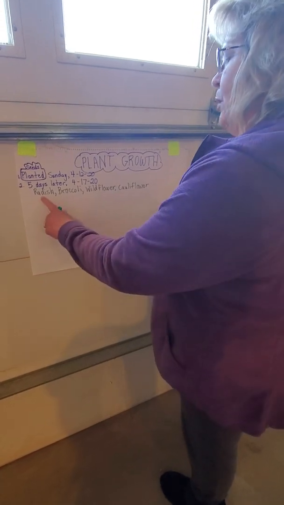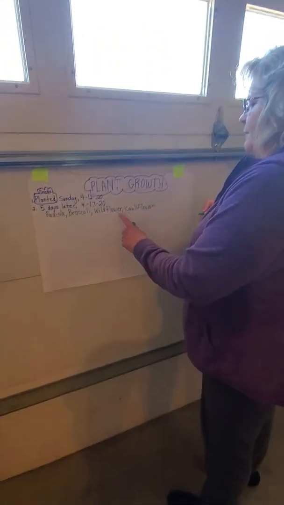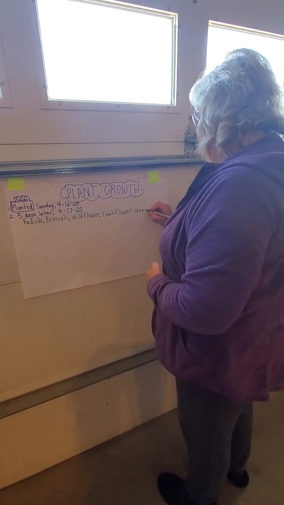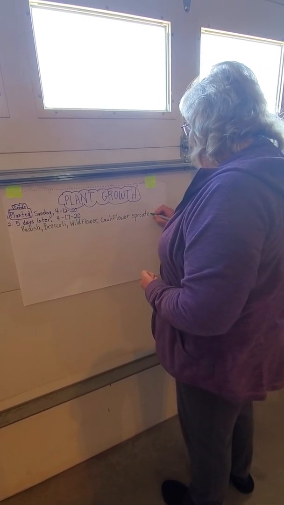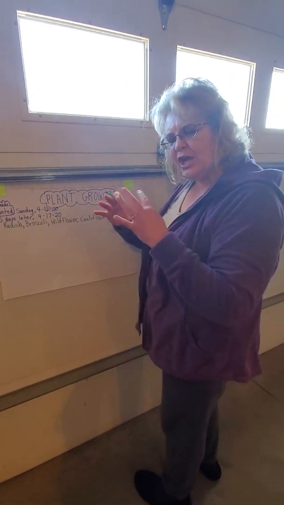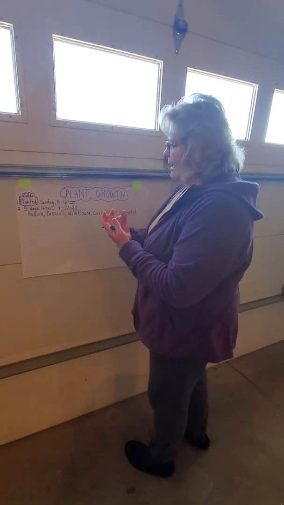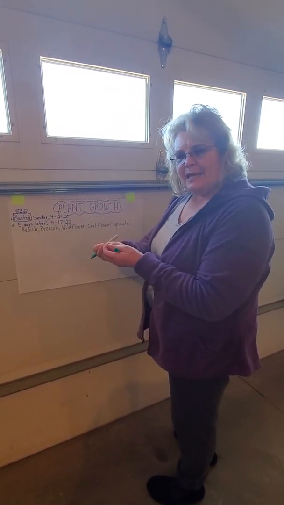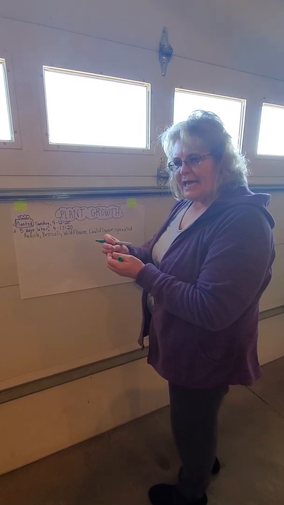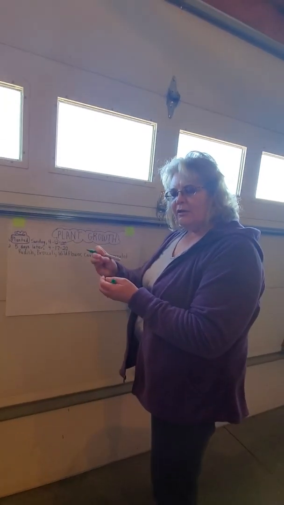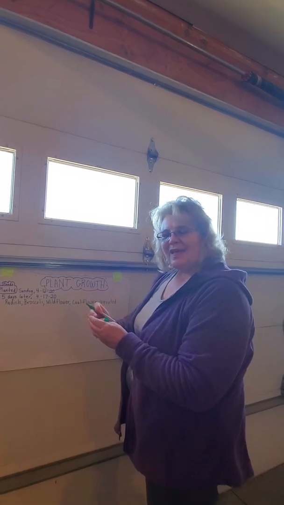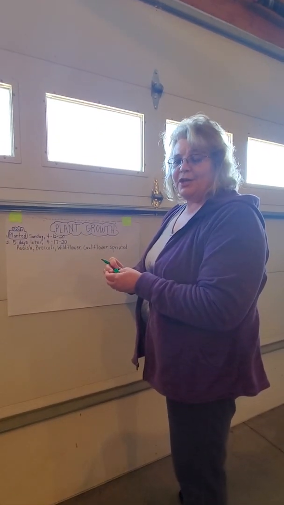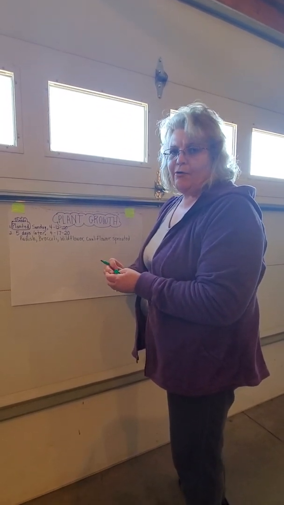So we've had radish, broccoli, wildflower, and cauliflower sprouted. Sprouted means that it broke out of that skin or that shell, that outer covering on the outside of the plant. And the actual seed part, there's a little plant on the inside, and the actual little plant will start growing, and the rest of that seed becomes the food for the plant. So we're going to be watching and measuring to see how they do.